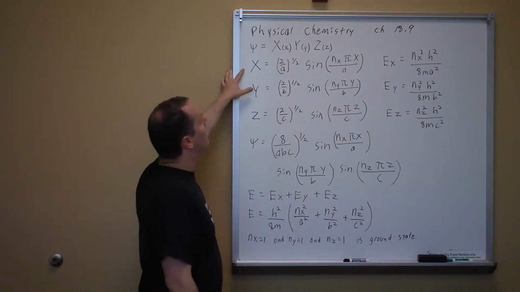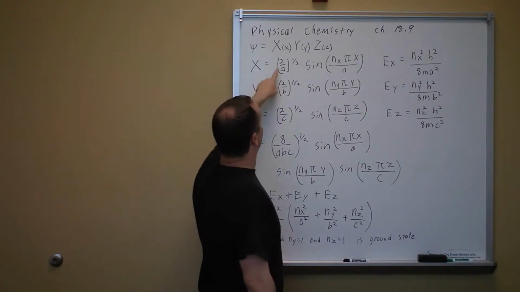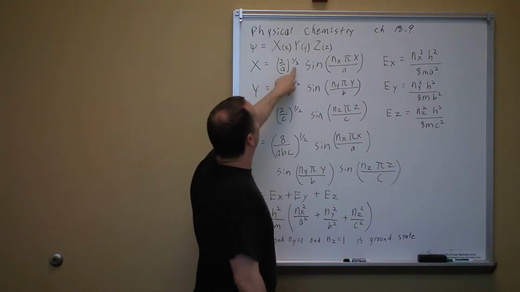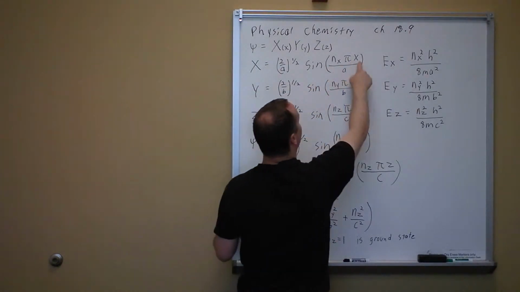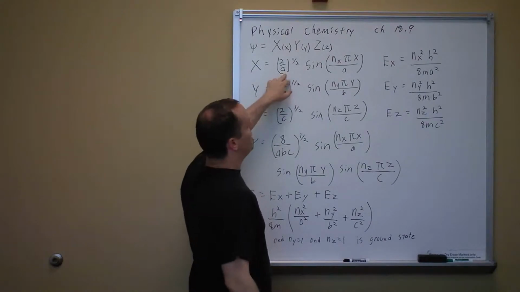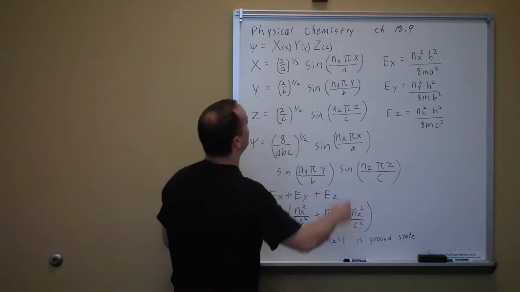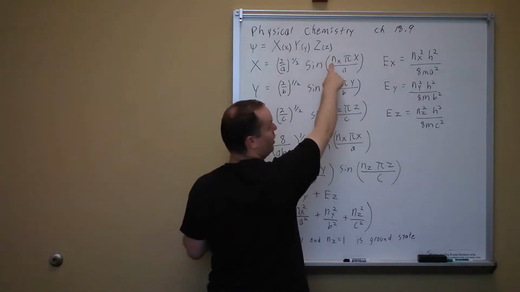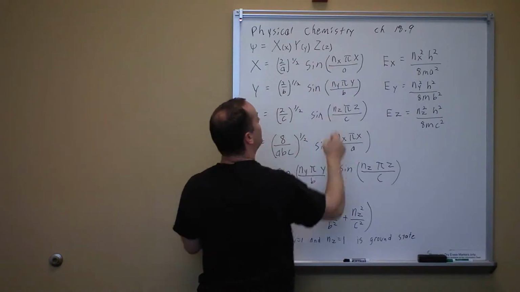Now this is what they look like based on what we know from before. So the x component function would be just 2 over a to the 1/2 power, so that's square root, times the sine of n_x pi x over a. So remember, a is not acceleration, it's the length of the box in the x dimension. And then just like we had with the one-dimensional box, we have the n that can be 1, 2, 3, 4. We have the same thing for the x component here.